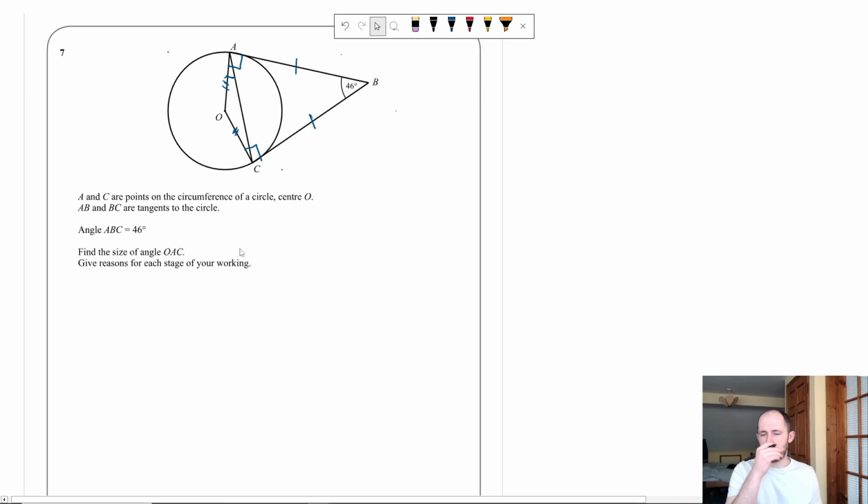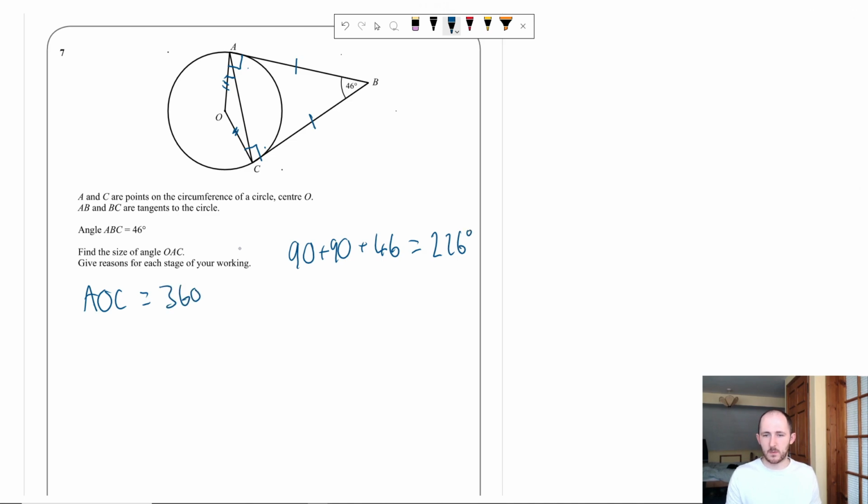So to work out the angle at O, if I call it AOC for example, I'm going to add up 90, 90 and 46. So 90 plus 90 plus 46. 90 plus 90 is 180, plus 46 would be 226. It's going to equal 360, because again it's a quadrilateral, minus 226.